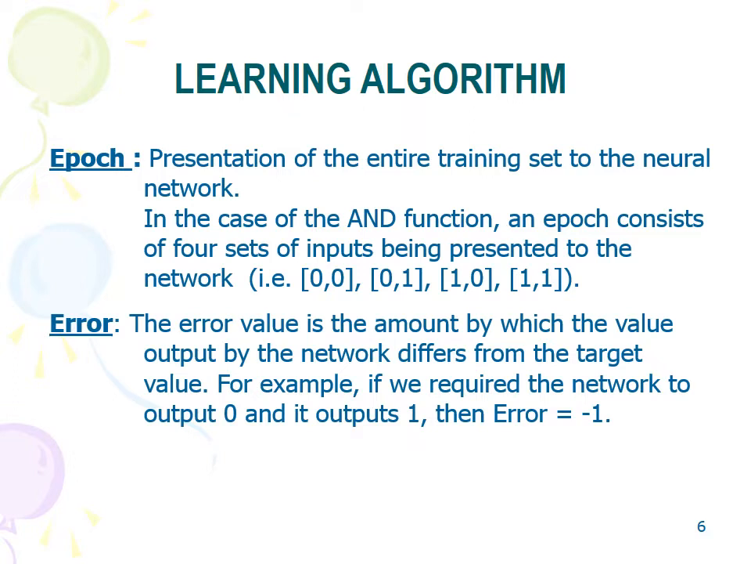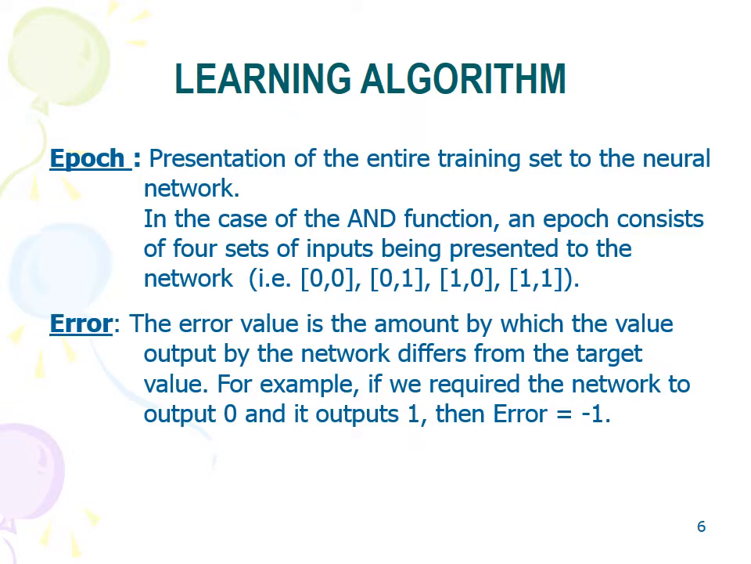Now the error value. The error value is the amount by which the output given by the network differs from the target value. It is calculated from the output and the target value. For example, if the error value is -1, it means the output is 0 and the target value is 1. So if we require the network to output 1 and it outputs 0, the error will be -1.